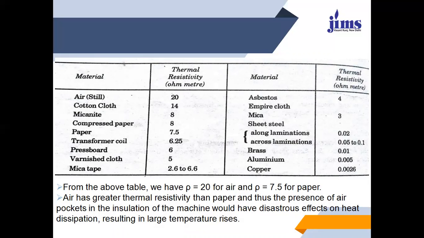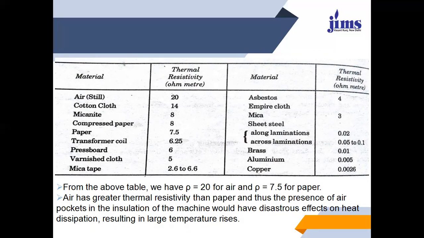For sheet steel, along laminations or across laminations, it is 0.02 or 0.05 to 0.1. For brass, it is 0.01. For aluminium, it is 0.005. For copper, it is 0.0026. So the thermal resistivity of the materials we normally use in electrical machines, like aluminium or copper, is found to be a very low value.